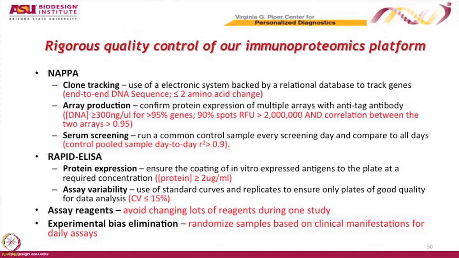And then we look at 2 different arrays from a printing batch, and we assure ourselves that they agree with each other by better than 95% in a correlation coefficient. So we're checking to make sure that we're adding enough DNA, that we're making enough protein, and that the features on the arrays from one array to another agree with each other. So we do that for every experiment we do.